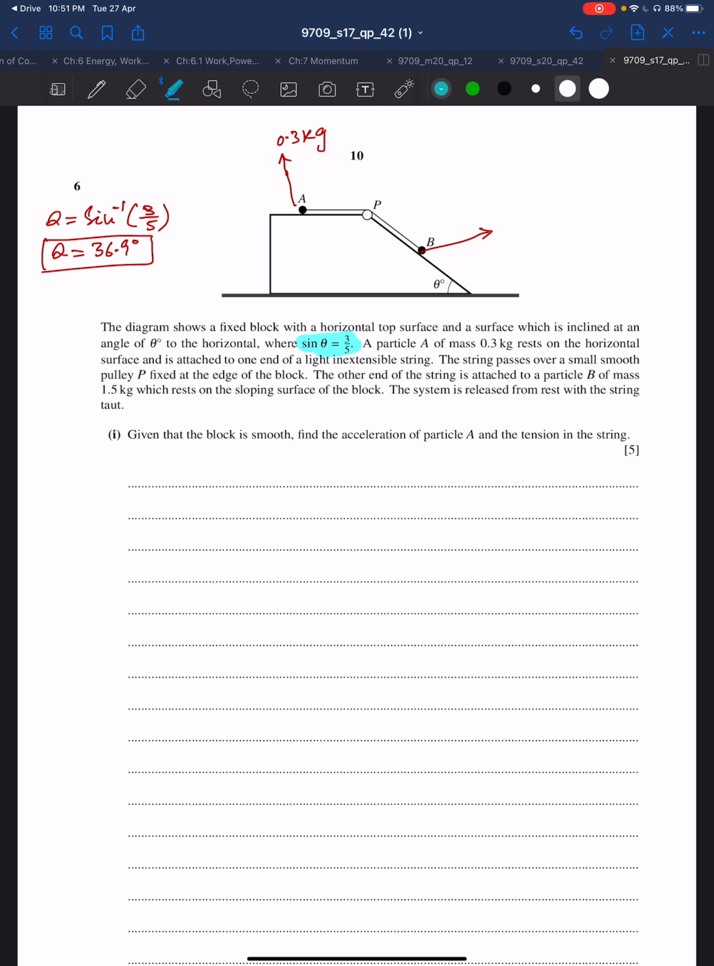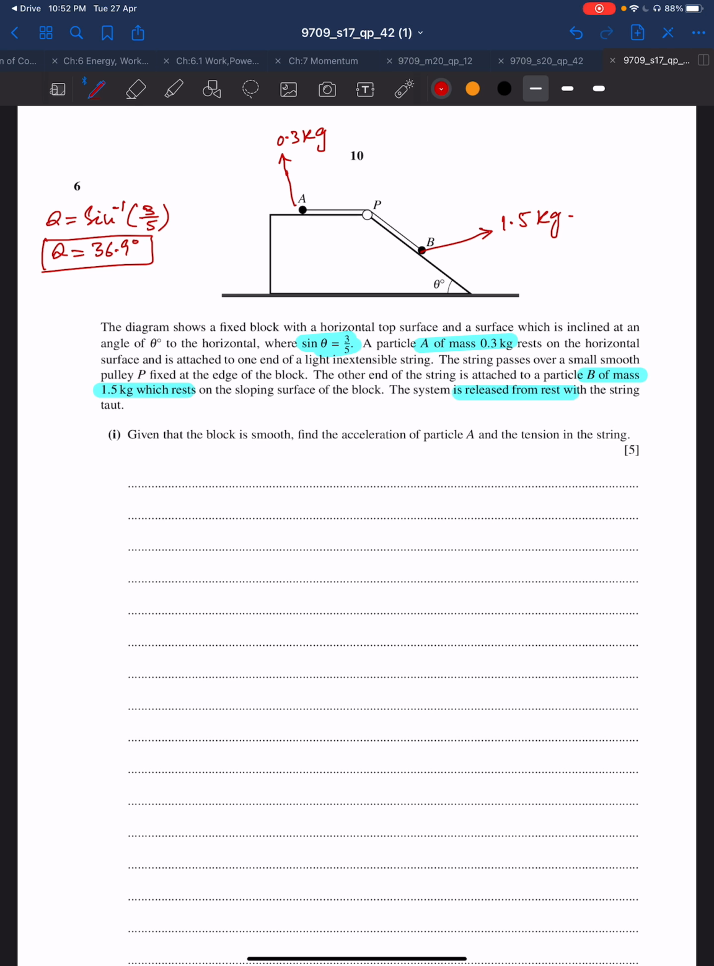The mass of A is 0.3 kg on the horizontal surface and is attached to one end of a light inextensible string. The string passes over a smooth pulley P fixed at the edge of the block. The other end of the string is attached to a particle B of mass 1.5 kg, so we'll write down this is 1.5 kg mass. B is on a sloping surface of the block, and the system is released from rest. This is really important because the initial velocities are zero.